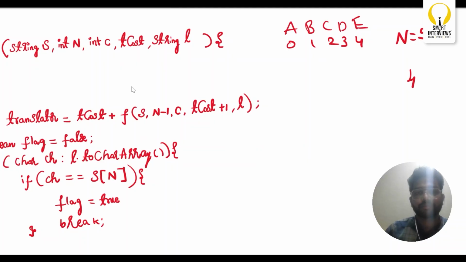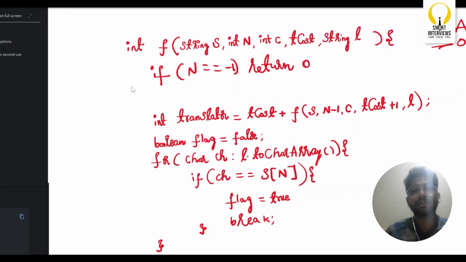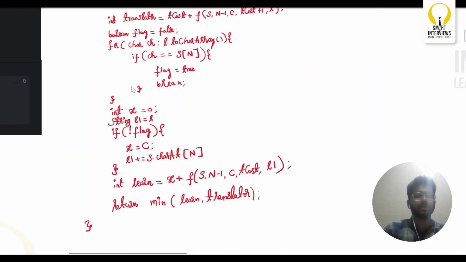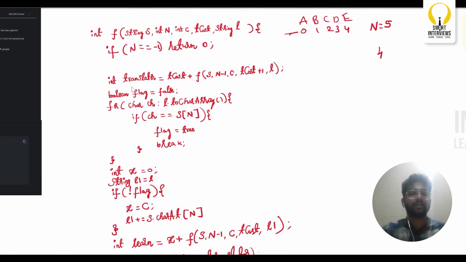And when do you reach the base condition? When n is minus 1, right? So if n is equivalent to minus 1, what will you do? You simply return. If there is no person, the cost is obviously 0, right? Simple. Now let's try to write the same code.